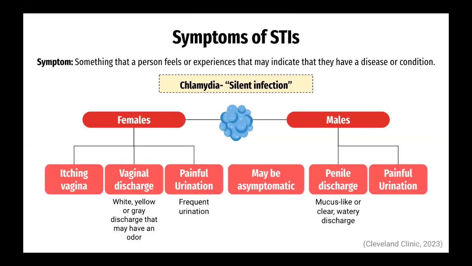Symptoms are something that a person feels or experiences that may indicate the presence of a condition. The first sexually transmitted infection we will discuss is chlamydia, also known as the silent infection due to the prevalence of unnoticeable symptoms. Chlamydia is caused by the bacterium Chlamydia trachomatis through sexual intercourse, and it is one of the most common bacterial STIs. Females may experience vaginal itching, burning, painful or frequent urination, or vaginal discharge, which can present itself with discoloration or a strong odor.